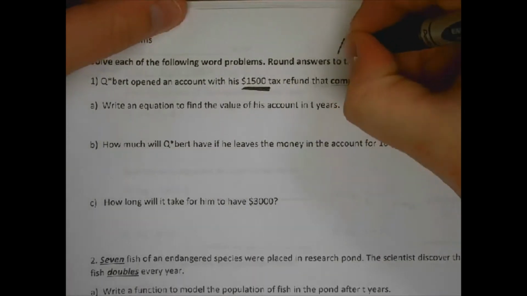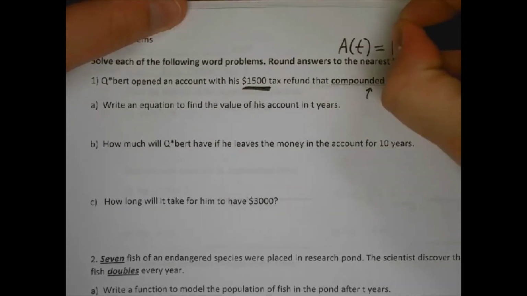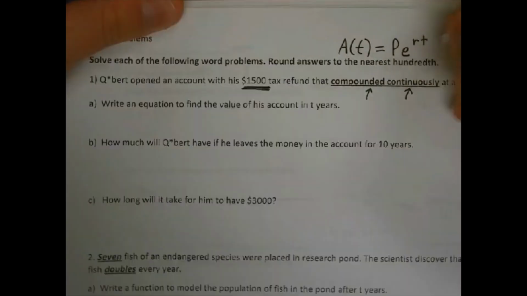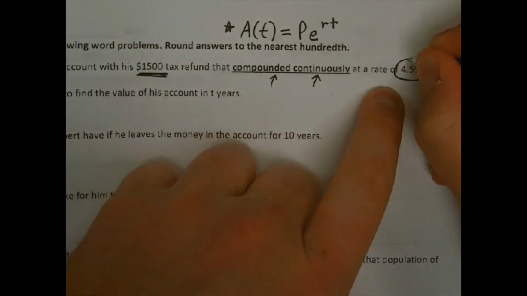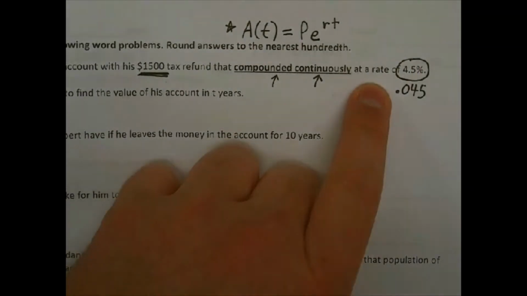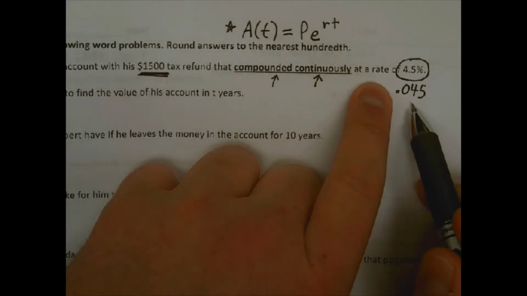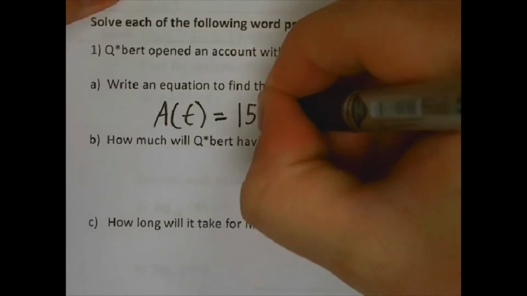So this is A of T equals P, which is the principal, E to the RT power. I need to take the rate, which is 4.5%, and I need to put it into a decimal. There's a couple ways you can do it. You can move the decimal place 2 times, or you can take this and divide it by 100. So my principal, the starting amount, is 1,500.